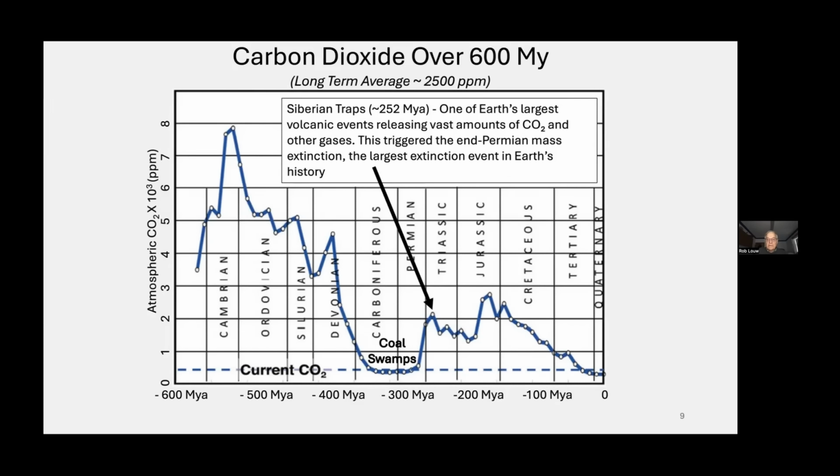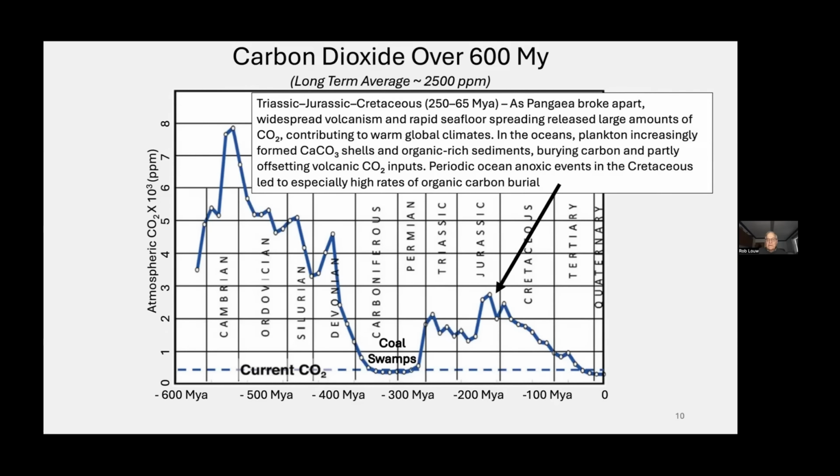Then along came the Siberian Traps, about 252 million years ago, when one of Earth's largest volcanic events occurred, releasing vast amounts of carbon dioxide and other gases into the atmosphere. And this triggered the end-Permian mass extinction, which is the largest extinction event to have occurred in Earth's history.